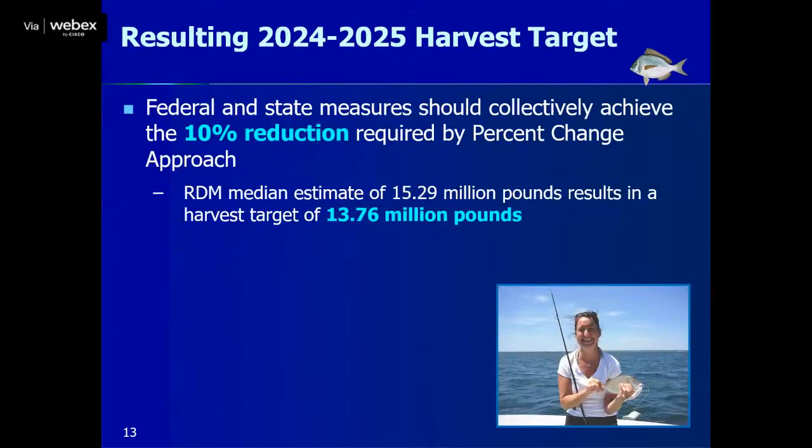So given the percent change approach table I showed a few slides ago, as well as the accountability measures letter from GARFO, that means that both federal and state measures collectively will need to achieve a 10% reduction in harvest, and nothing in addition to that. So if we subtract 10% from the RDM median estimate, that 15.29 million pounds, that results in a harvest target of about 13.76 million pounds.